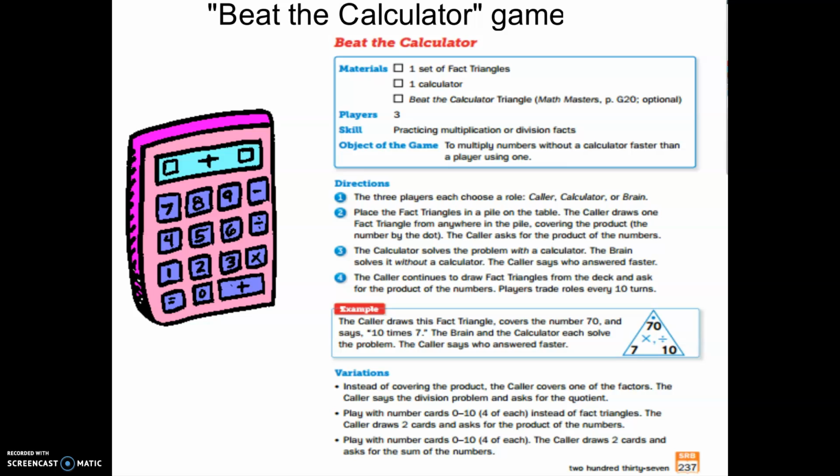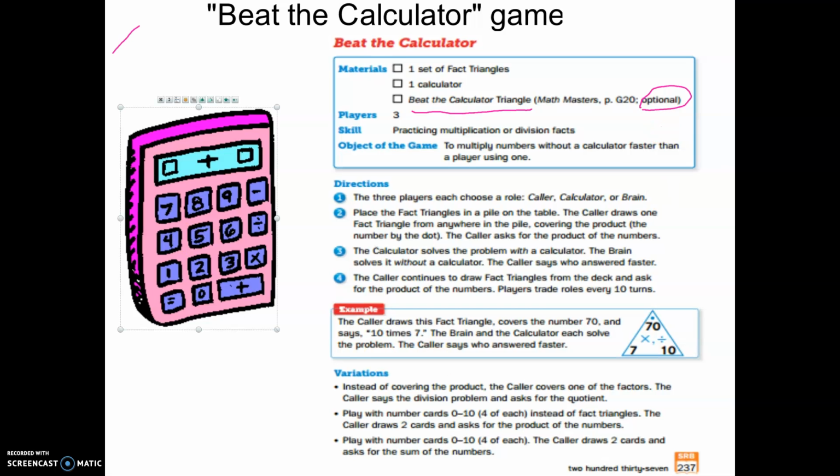Here where it says beat the calculator triangle, that's optional, which means you don't need to have it. And anyway, I might not have gotten to school over the weekend to get some copies. So, excuse me, I need to answer my phone. Okay, I'm back. Sorry about that interruption. So, I had underlined to beat the calculator triangle. You don't need that. That's optional.